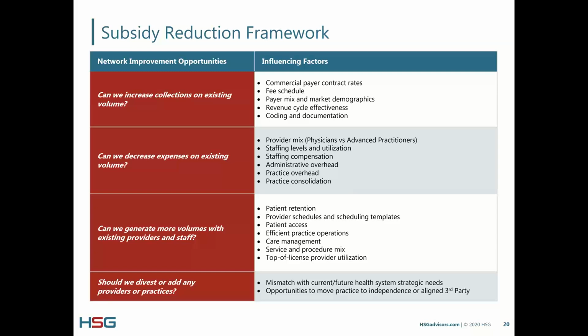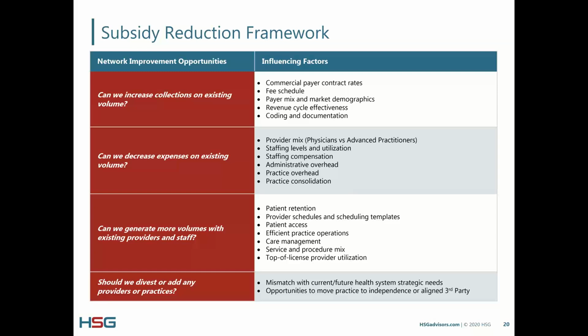Staffing levels and utilization. We see under and overstaffing by magnitudes as an issue across many health systems in the country. So how do we get to the right level of staffing, and how is that staff being utilized? Staffing compensation is sometimes an opportunity. Administrative overhead is frequently an opportunity. So what are we applying to the practices? Are we getting value? Is the network getting value for it, or is there an opportunity to move that overhead?